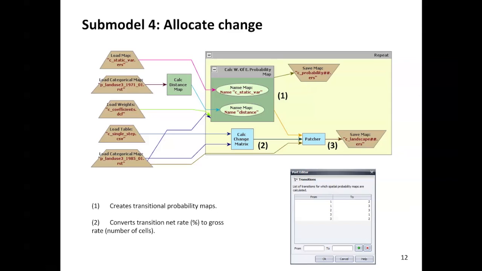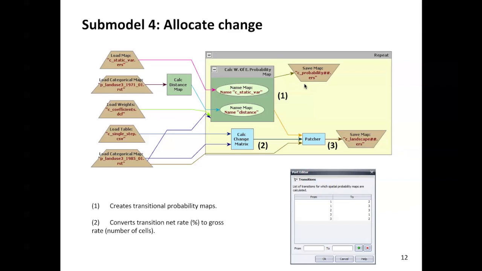Place 3 functors in repeat. First, add weights of evidence probability maps. This functor creates transitional probability maps that depict the probability of a cell at position XY to change from one land cover category to another. By listing all 5 transitions, we will have 5 different probability maps. These represent an index of ranks of the suitability to transition and are not actual probabilities.